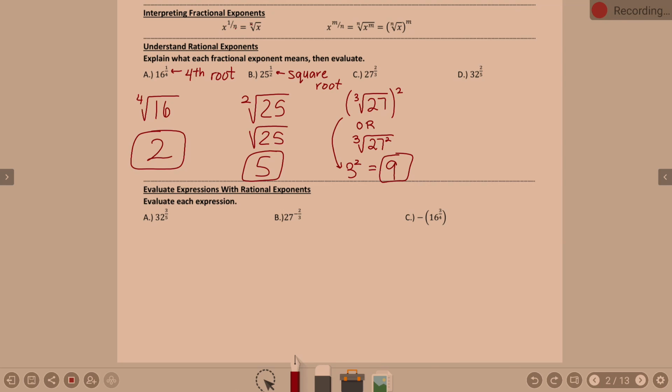Okay, D. 32 to the 2/5. Have you started thinking ahead on it? What's this mean? 32 to the 2/5. Okay, so it's the fifth root of 32 squared, or what's the other way to think about this? The fifth root of 32 quantity squared. You don't have to think both ways. Most of the time, my brain is going to do the root first and then square it.